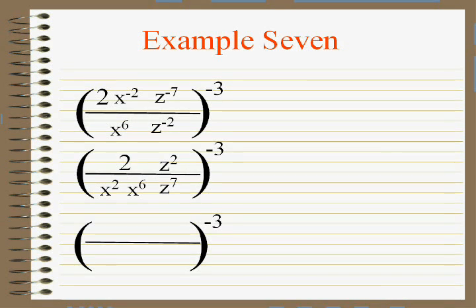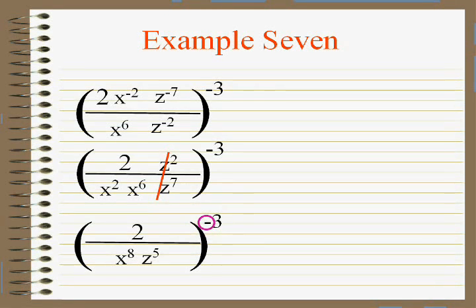What's going to happen here? 2 is going to stay where he is. He has nobody to cancel with. The x to the 2nd and the x to the 6th will get together, and these two will cancel. We did one like that just previous. Now we've done everything we can do that's in parentheses.